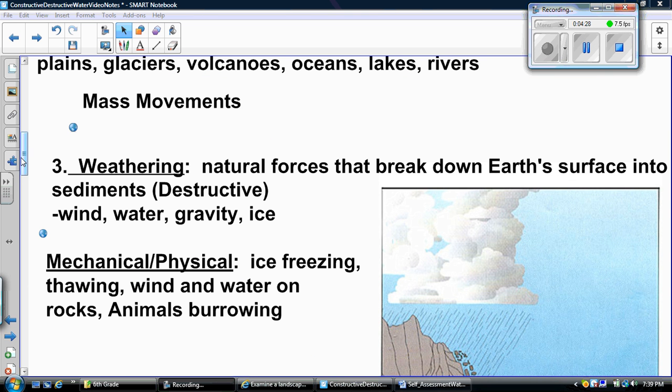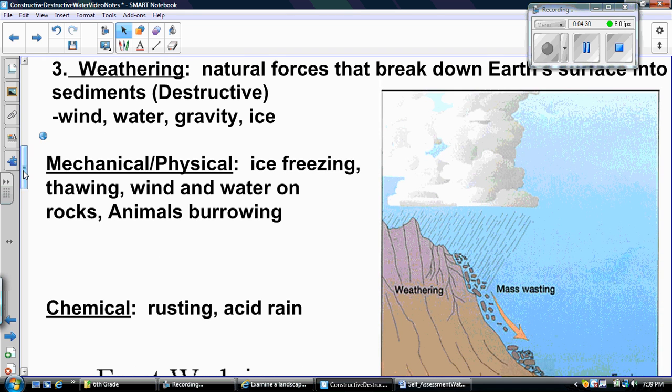Okay, types of weathering. It can be mechanical or physical weathering. This is when ice freezes and thaws, wind and water act on rocks, or animals burrow. These are all examples of mechanical or physical weathering. Mechanical and physical weathering don't change the rock at all into new material. It just changes the shape usually of the rock or material.